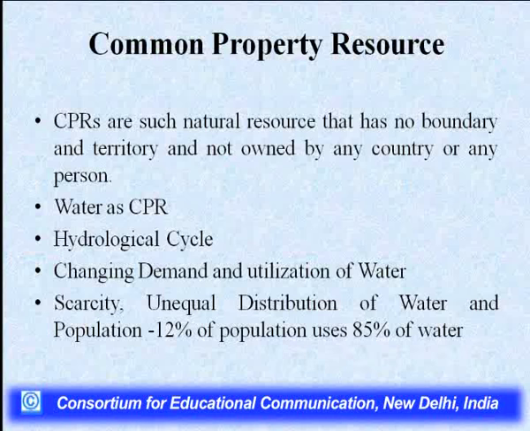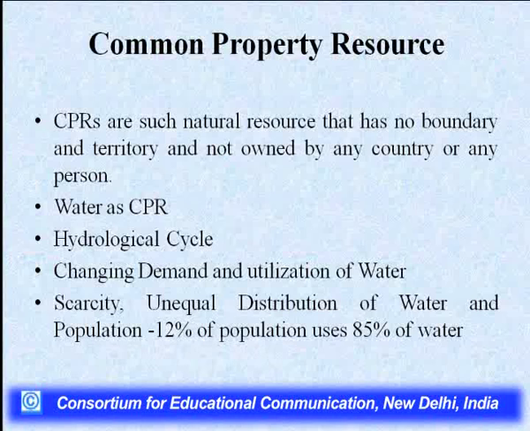In fact, we should know what common property resources are. These are resources which generally have no boundary or territory, and they are also not owned by any country or any person. So after knowing what a common property resource is, we can see water as a common property resource, because water is the most important resource upon which different kinds of activities depend. Water is found in different hydrological zones, hydrological cycles.